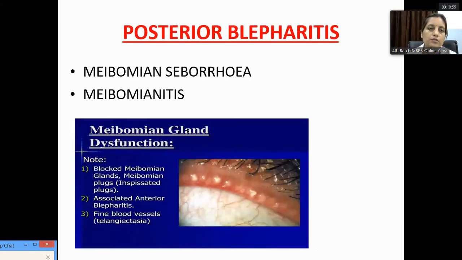So coming to the posterior blepharitis, which is meibomian seborrhea or meibomianitis, called meibomian gland dysfunction, which blocks the meibomian gland. The orifices of the meibomian glands are situated just behind the lid margins, and from these orifices you can see the secretions of the meibomian glands, and these can also be blocked. It can be associated with anterior blepharitis and fine blood vessels. You can see a lining of blood vessels at the lid margin.